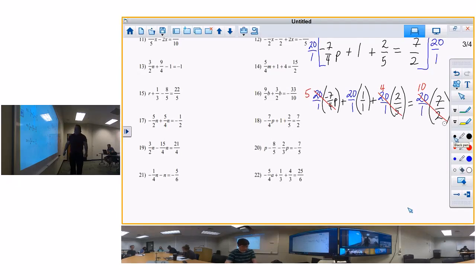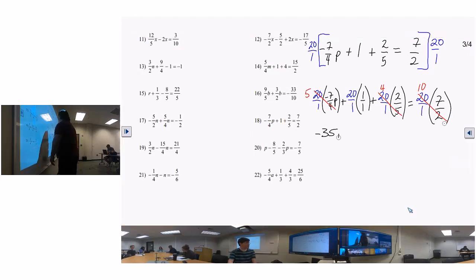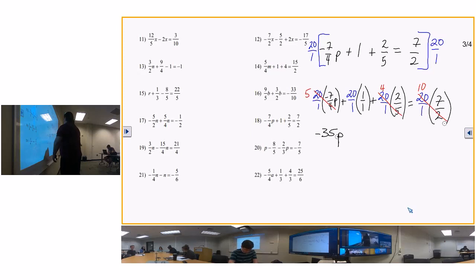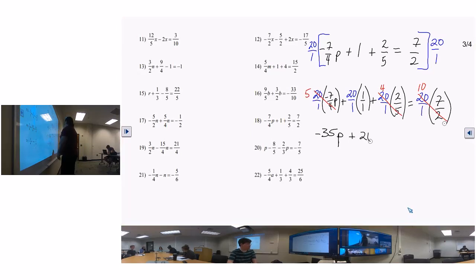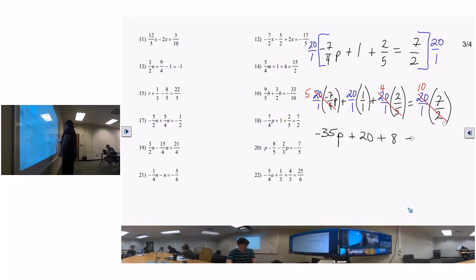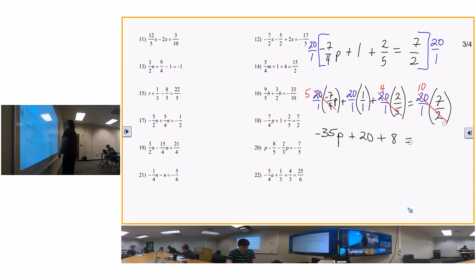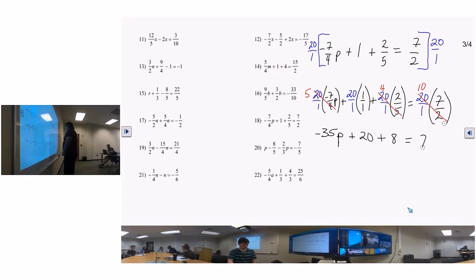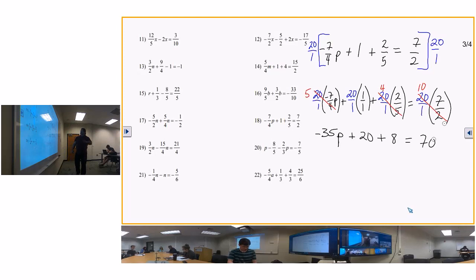All right, so 5 times negative 7, negative 35P, plus 20. What's 4 times 2? 8. And 10 times 7, let me do that on the calculator, 70. You have $20, you have $8, you have $28.